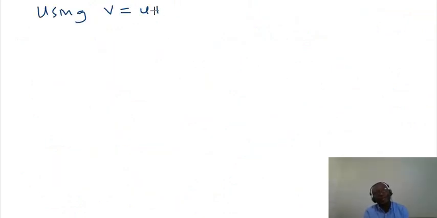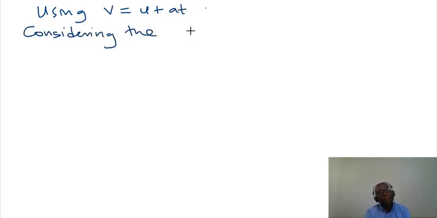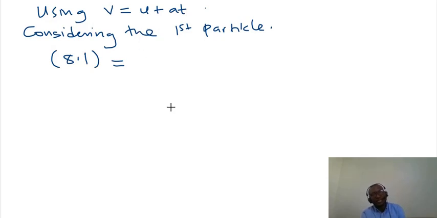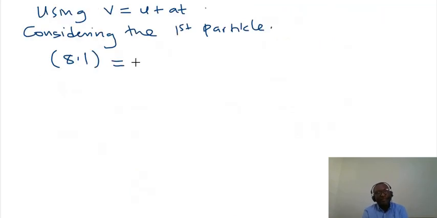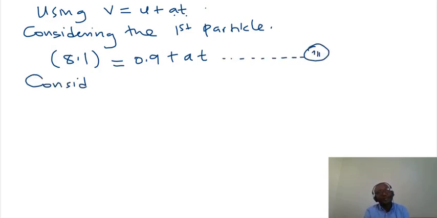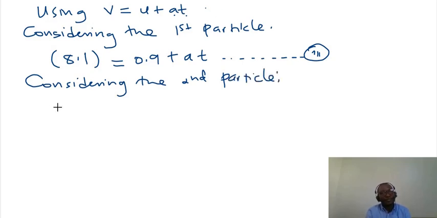V is equal to u plus at, and considering the first particle, we know the final velocity for the first particle is 8.1 being equal to, now the initial velocity, that is u, for the first particle, 9 over 10, which can be written as 0.9, plus, we do not know the acceleration and we do not know the time. Have this as at. Call this equation 3.